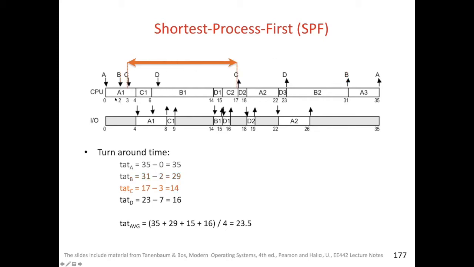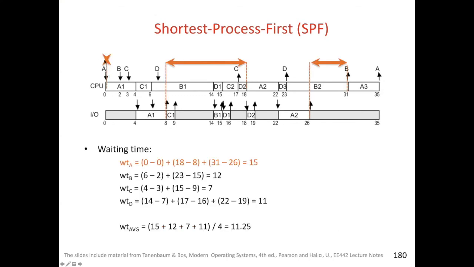For process C, submission time is 3. Termination time is 17. The difference is 14. For process D, submission time is 7. Termination time is 23. The difference is 16. The average turnaround time is the average of these individual turnaround times. The average turnaround time for shortest process first is 23.5 now. Remember that it was 28.25 for first come, first served.